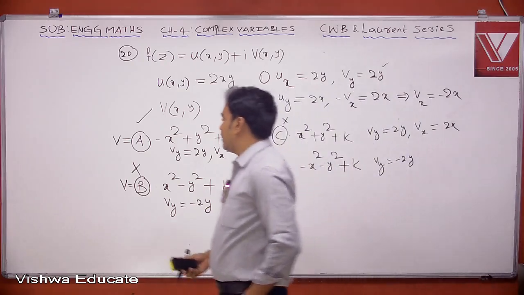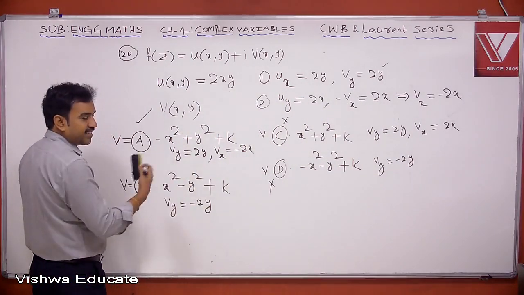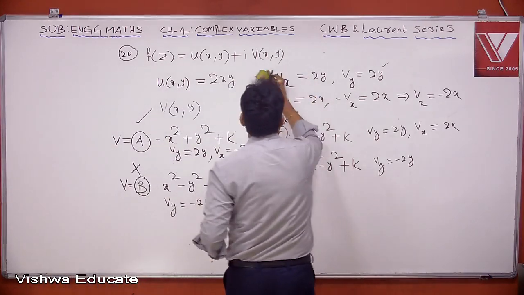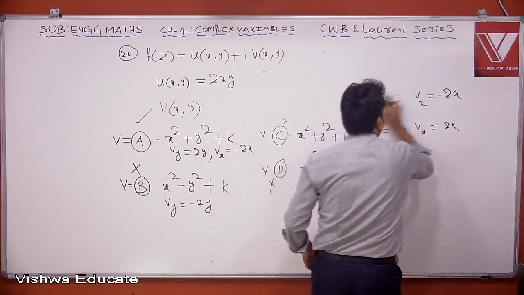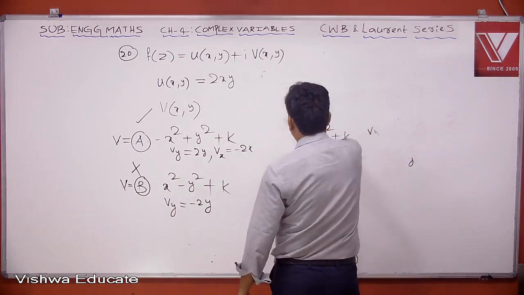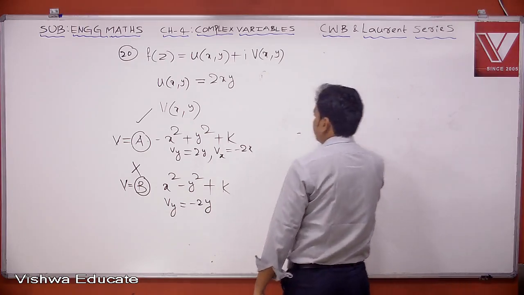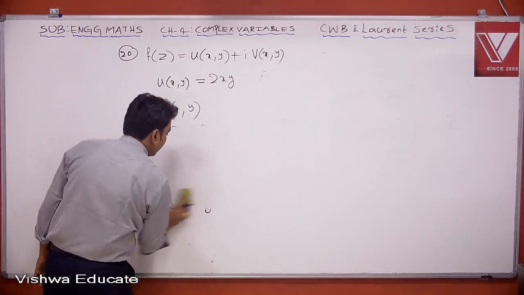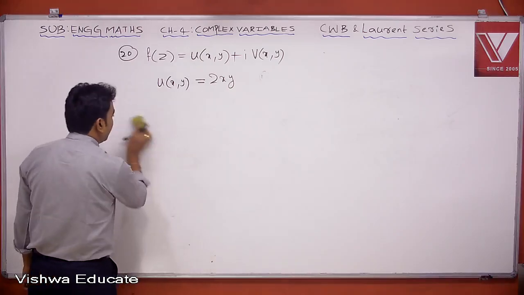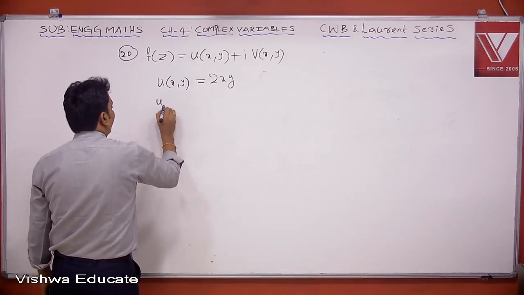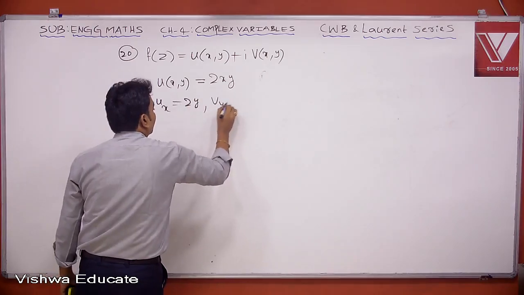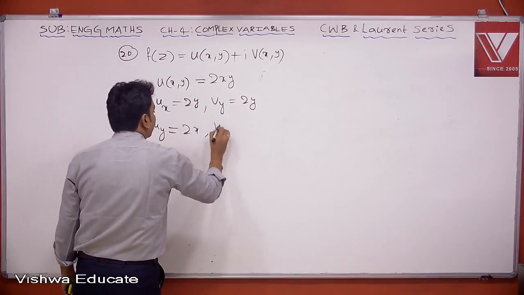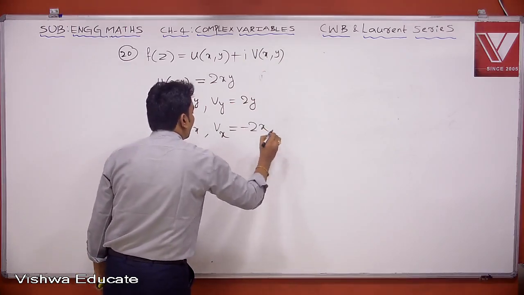Now this can be handled by using CR equations indirectly rather than verification of options. Now let us see this. So here what is ux? Ux is 2y. So vy must be equal to 2y. Uy equal to 2x. So vx must be equal to minus 2x.